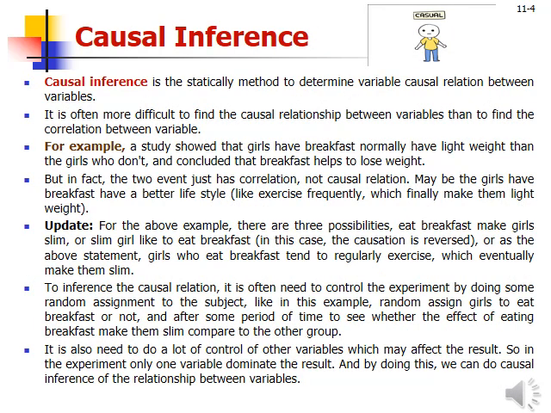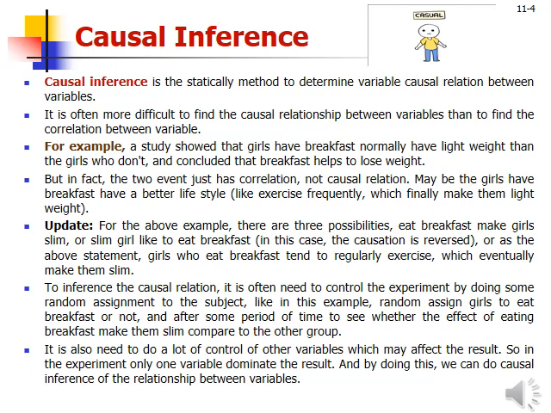Causal inference. Causal inference is the statistical method to determine the causal relation between variables. It is often more difficult to find the causal relationship between variables than to find the correlation between variables. For example, a study showed that girls who normally have breakfast weigh less than the girls who don't, and concluded that breakfast helps to lose weight. But in fact, the two events just have a correlation, not a causal relation. Maybe the girls who have breakfast have a better lifestyle, like exercising frequently, which finally makes them lightweight.